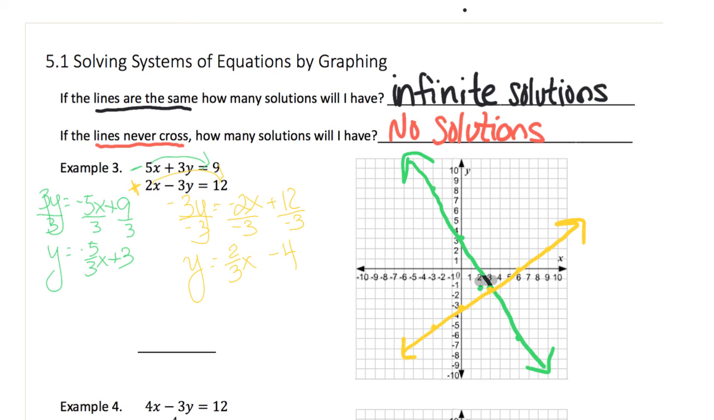And they cross right here at the point 3, negative 2. So again, be really careful. So it's positive 3, negative 2.